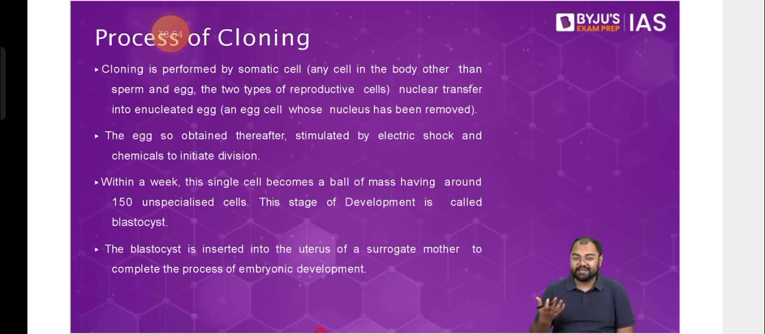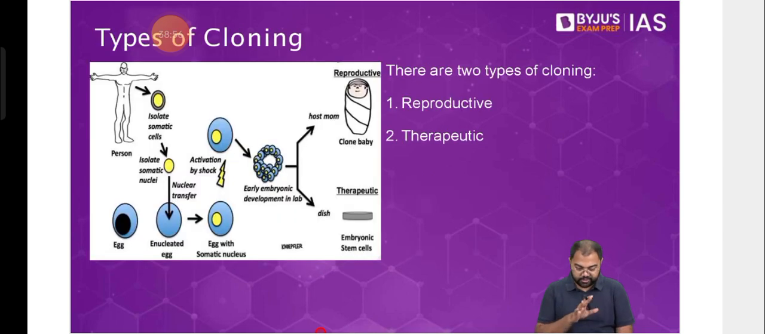So to understand what exactly we do and how the process of cloning is carried out, just try to understand with the help of this particular picture. First and foremost, what we have to do here is isolate something called somatic cells. All right, we have to isolate the somatic cells. When we say somatic cells, what we mean is any cell in our body which is non-reproductive in nature.